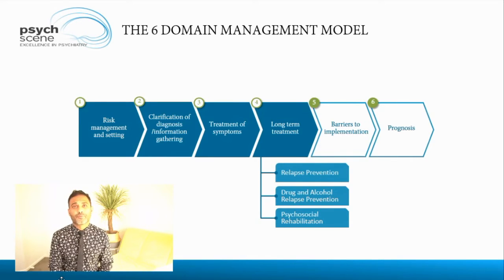We then look at treatment, biopsychosociocultural treatments, and once the patient enters remission or partial remission, we then enter the phase of long-term treatment. And this is divided into relapse prevention, drug and alcohol relapse prevention if those factors are present, and finally psychosocial rehabilitation, where we address the same things such as finances, accommodation, relationship, vocation. We then think of barriers to implementation that we might face, and then also think about the prognosis of the patient, something that we can communicate to patients and families.